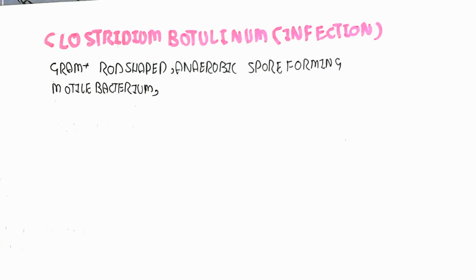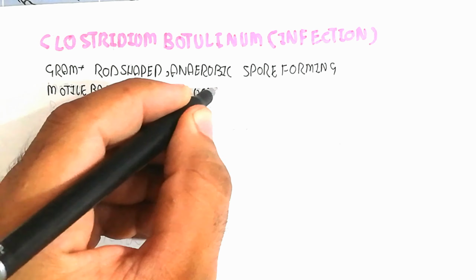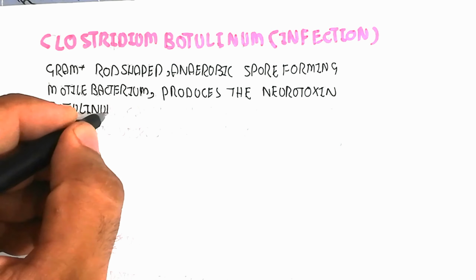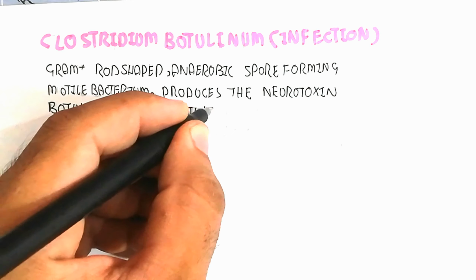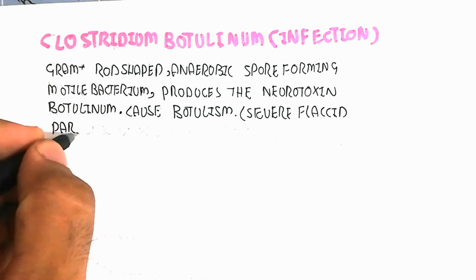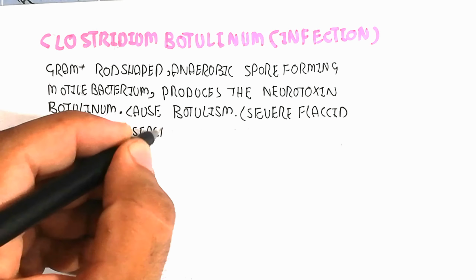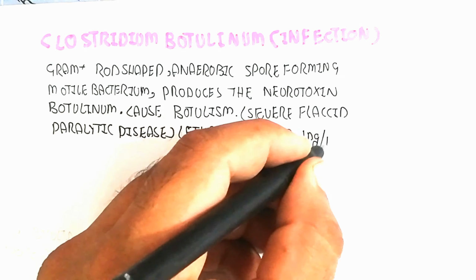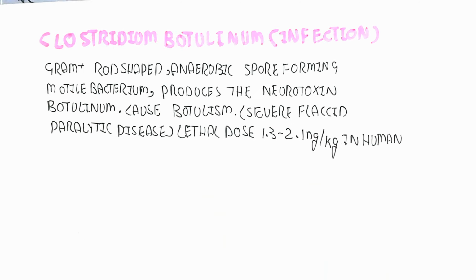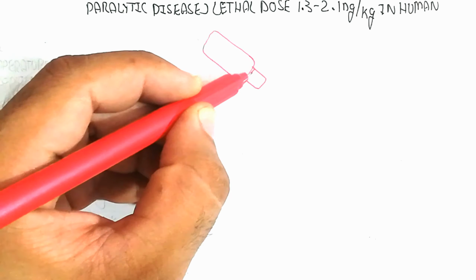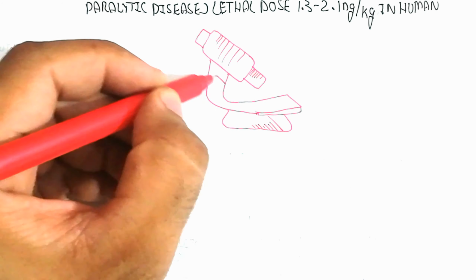Neuro means the nervous system, so a neurotoxin is toxic to the nervous system, and botulinum toxin is known to cause botulism. Botulism is a severe flaccid paralytic disease. The lethal dose may be 1.3 to 2.1 nanograms per kilogram in humans.